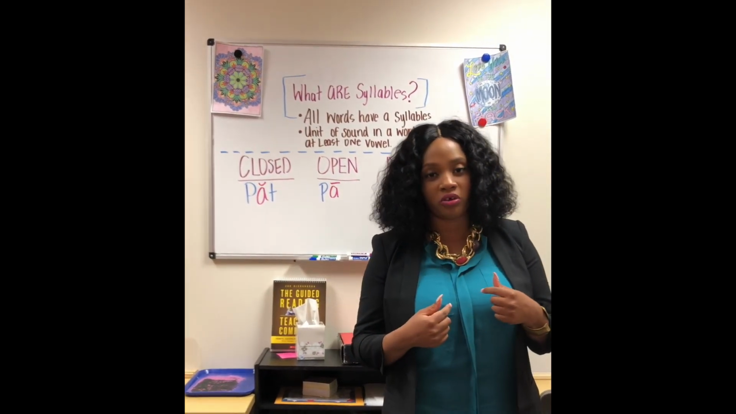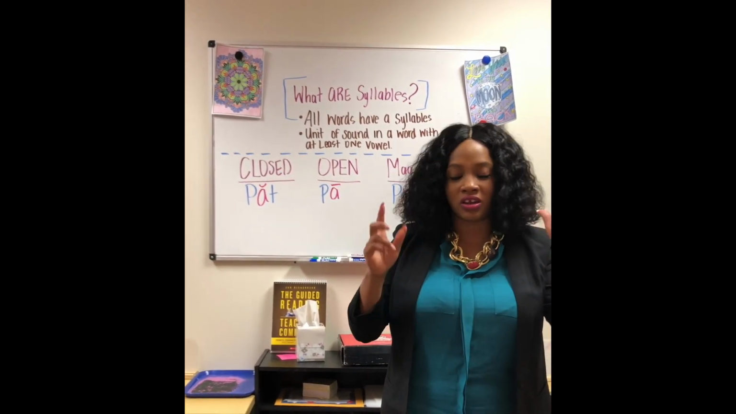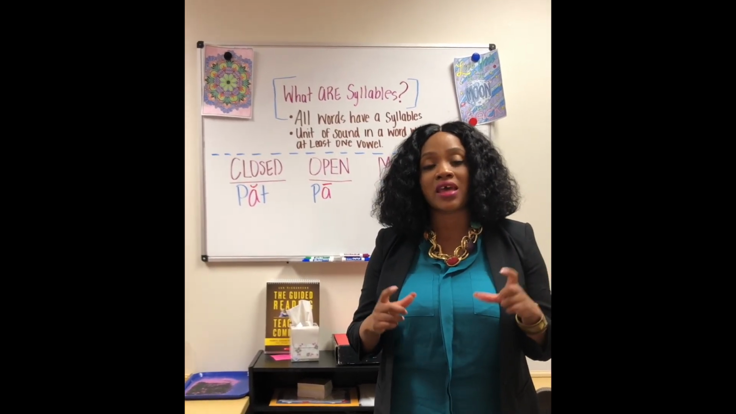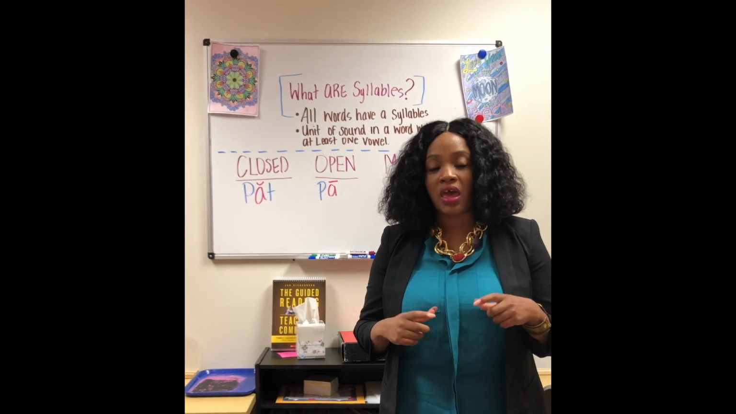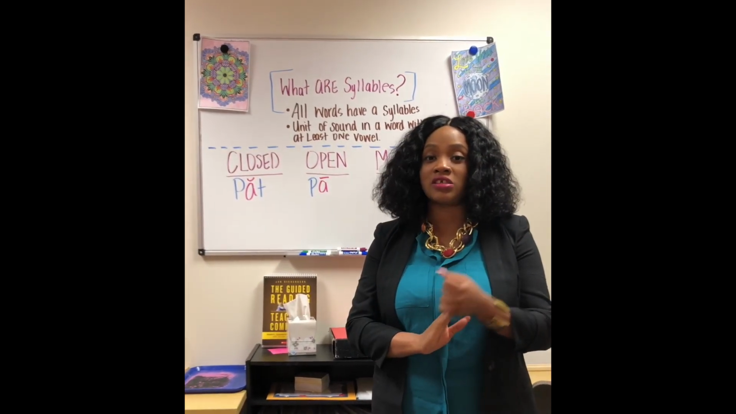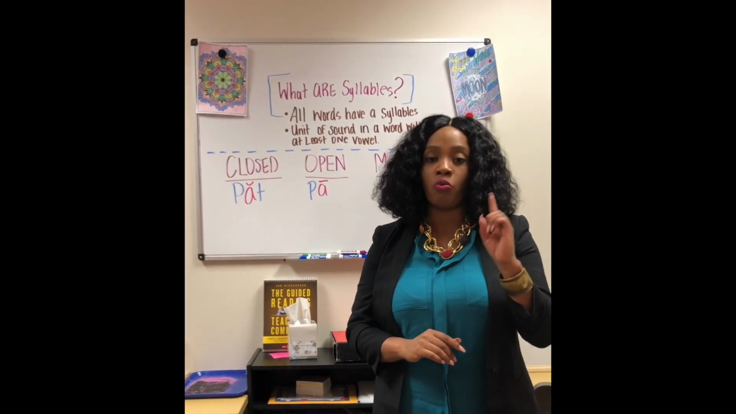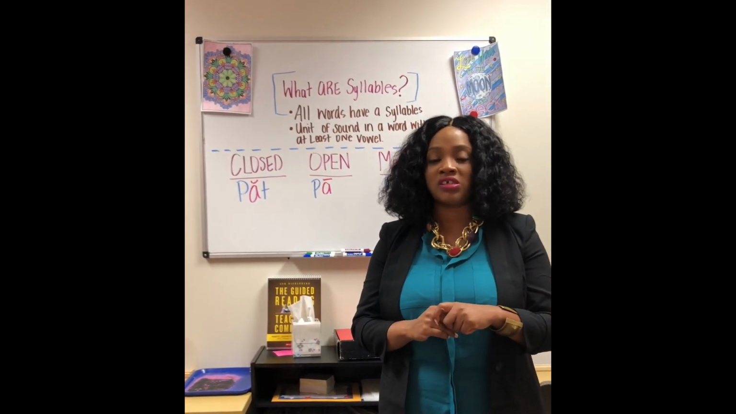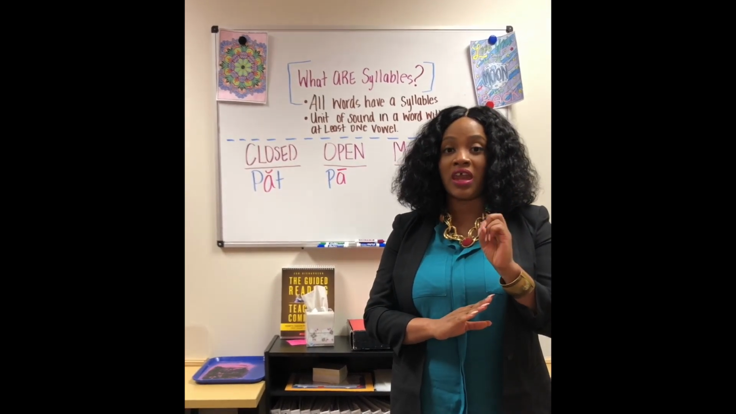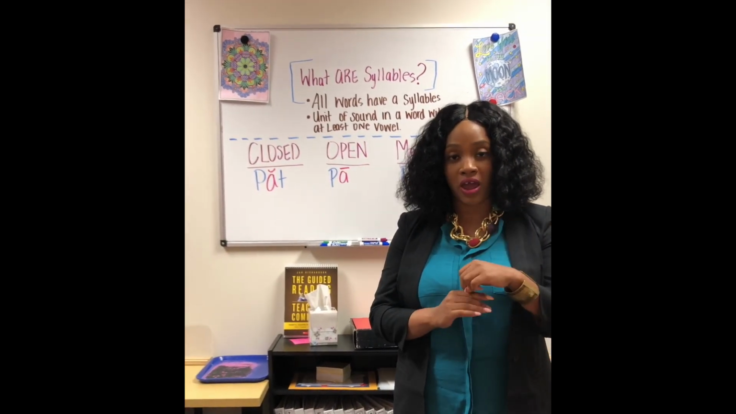I always get syllable confused. I'm like, is it the sounds in the word? But a syllable is one unit of sound that contains a vowel. So, for example, if I say the word red, that is one syllable. It has one vowel. If I say the word cupcake, that is two syllables, and it has two vowel sounds.